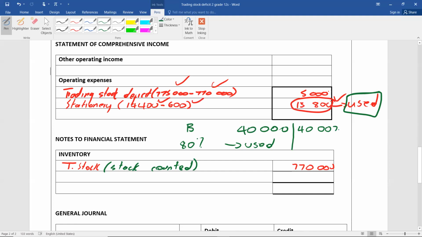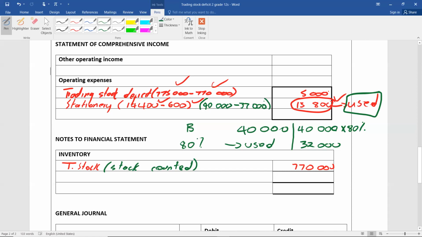You took the 40,000. You multiplied the 40,000 with 80%. And I think 80% of 40,000 was 32,000. Let me just confirm that. Yes, it was 32,000. And then you guys open brackets. You took the stationery that you have in the trial balance, 40,000, and then you minus 32,000.